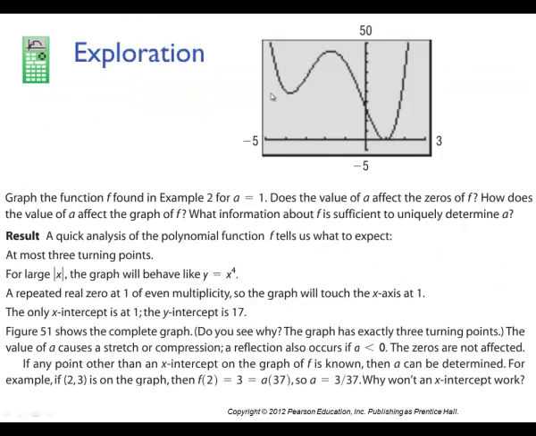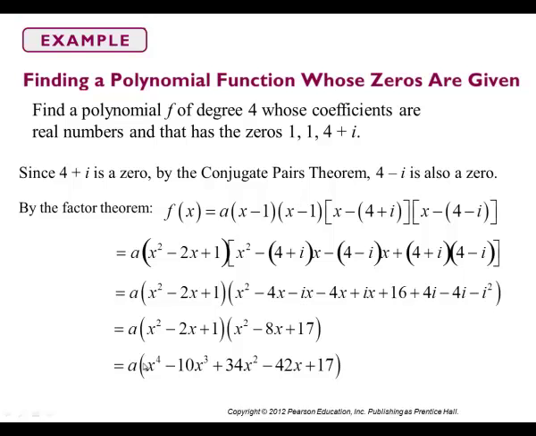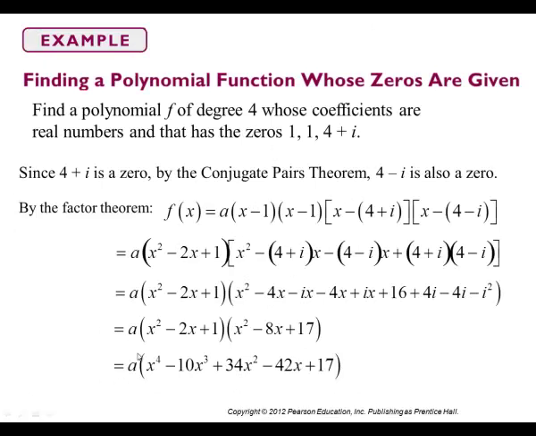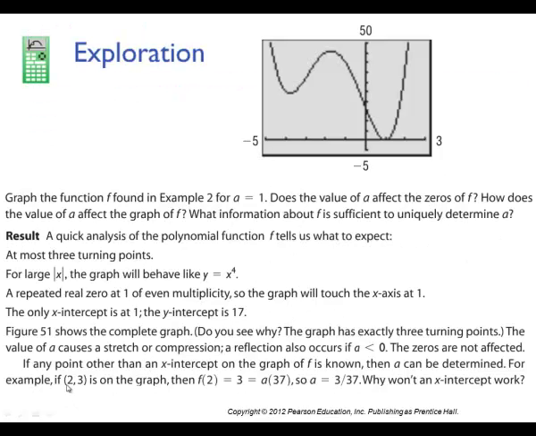And so we have at most, because it's x to the fourth, we have at most how many turning points? Should be 3, right? You take the leading exponent, subtract 1 from it, so it's 1 turning point, 2 turning points, 3 turning points. And so how do we find out what this a here is? And that's what this last step is.